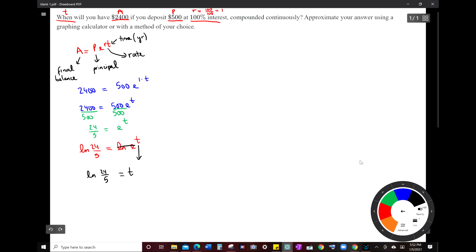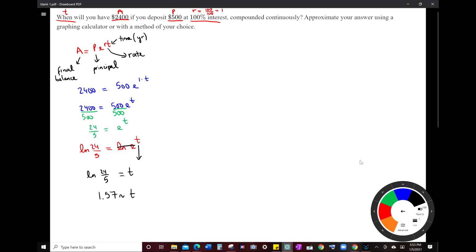Put it into the calculator and let's see what we get. It's 1.57, so t is approximately 1.57. It takes about 1.57 years to get 2400 if you deposit $500 at 100% interest compounded continuously.